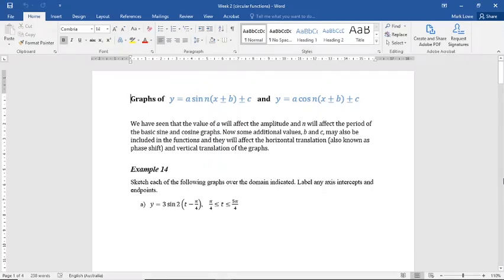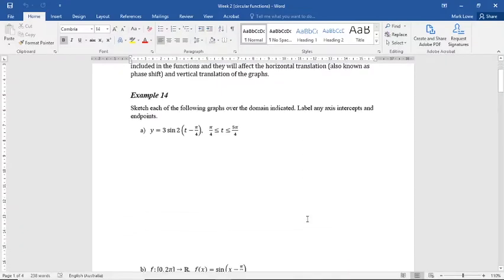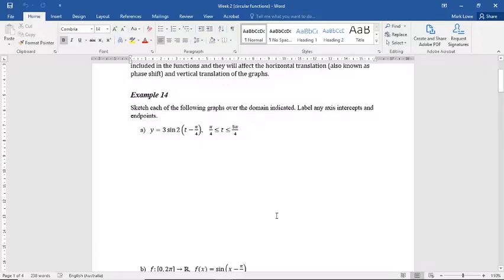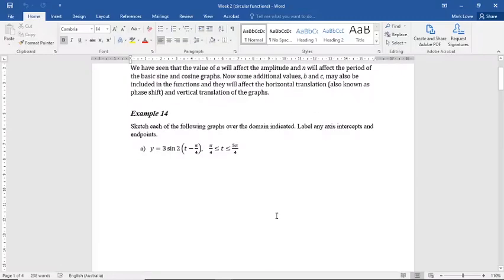What we're looking at now are graphs of sine and cosine functions that have horizontal and vertical translations. We're just going to look at a few different examples, and this example we've got here to start with is looking at sketching the graph of y equals 3 sine of 2 times (t minus pi on 4) over the domain from pi on 4 through to 5 pi on 4.